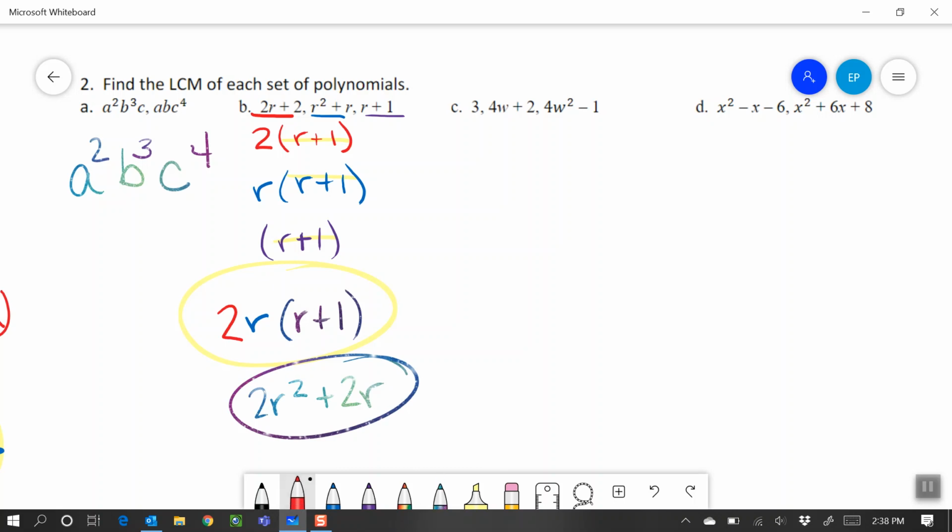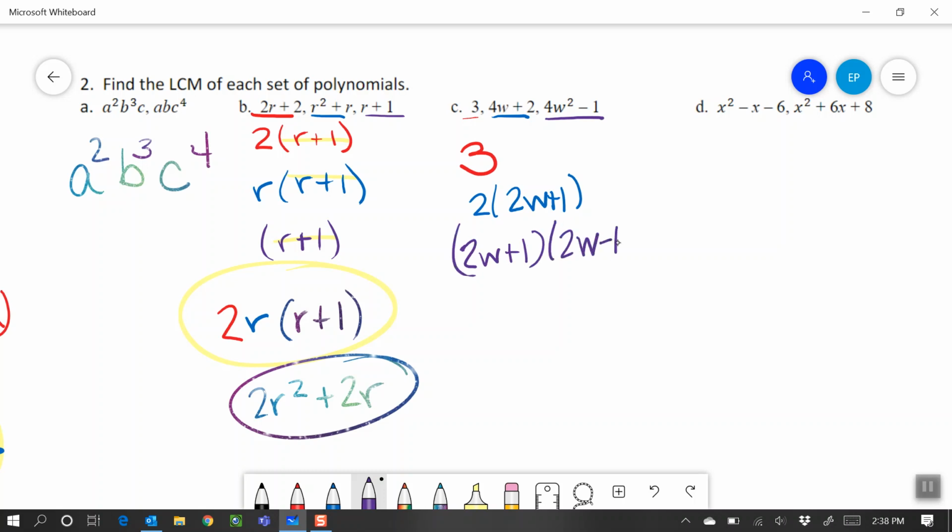So doing the same path again. 3. Second one I'm going to do in blue. So factor out a 2. 2 times 2w plus 1. 2w plus 1. And purple for the last one. Those are difference of squares, so I'm going to have a 2w plus 1 and a 2w minus 1.